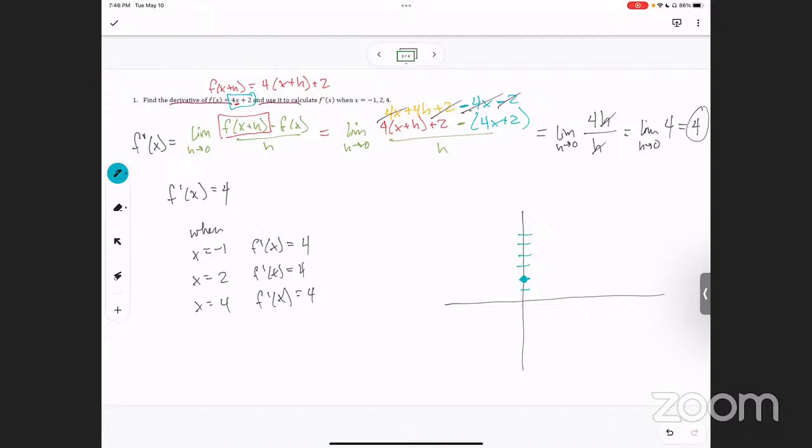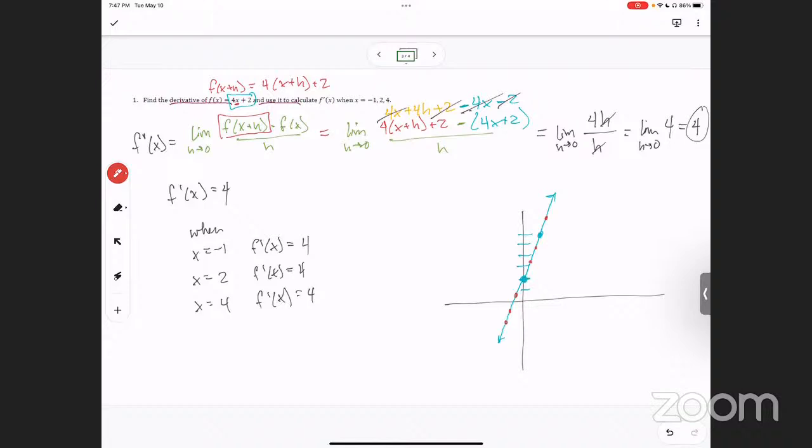It's positive 4 over 1. So a rise of 4 and then a run of 1. So here's your line, right? And what's the slope at every single point of that line? The slope is 4. It is a line, right?